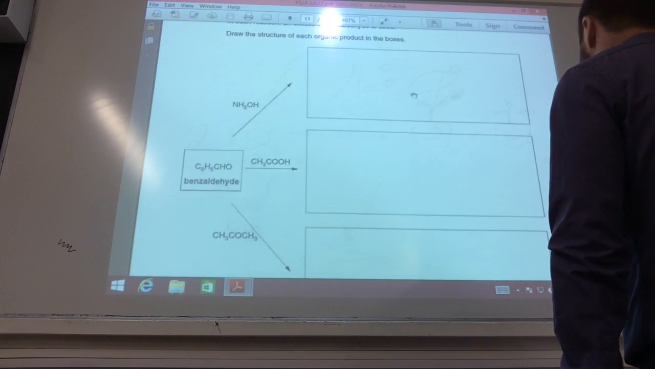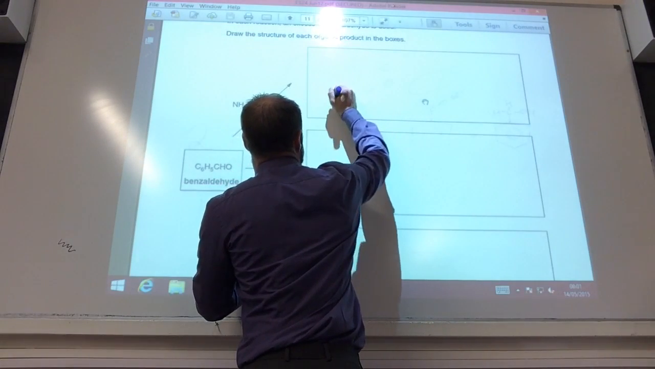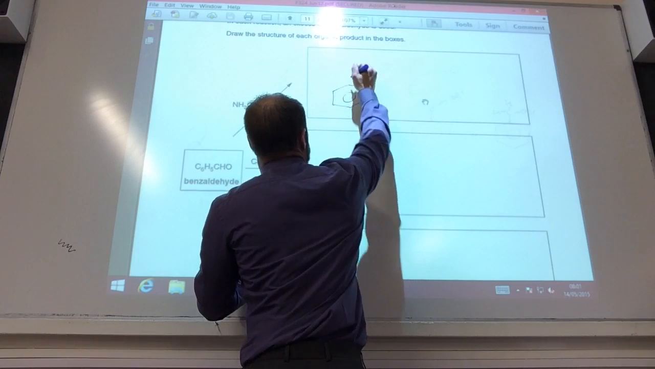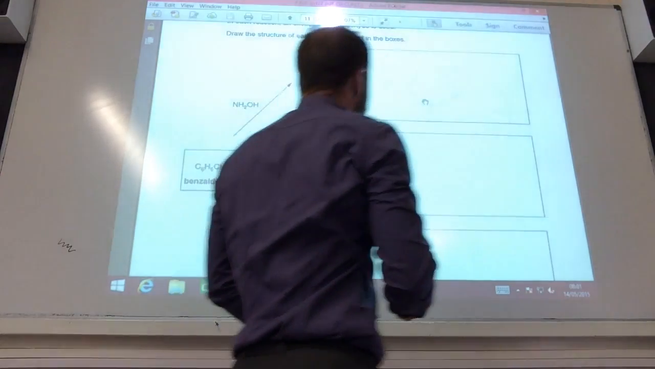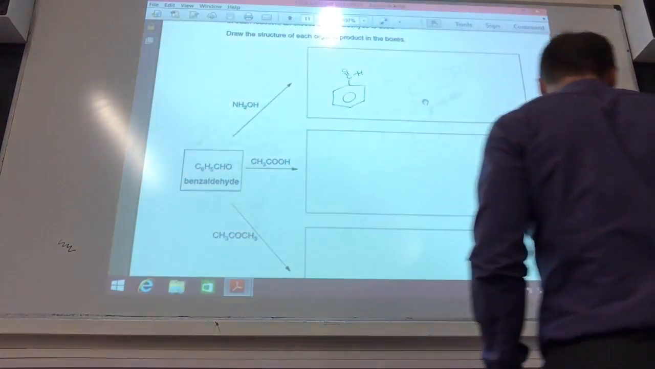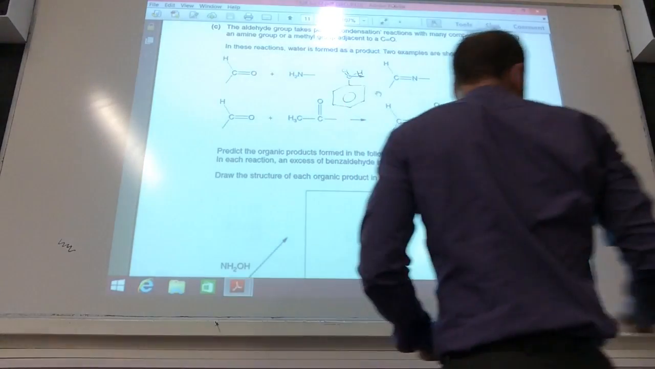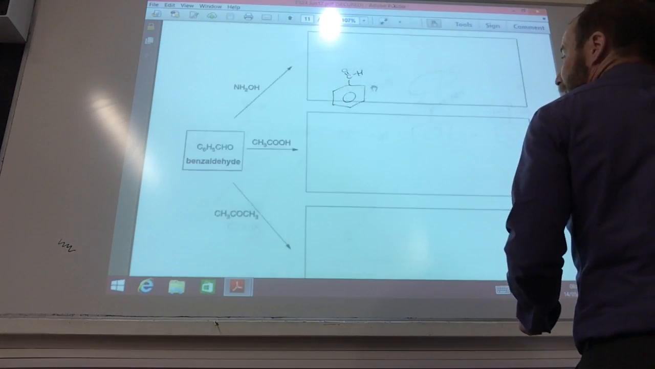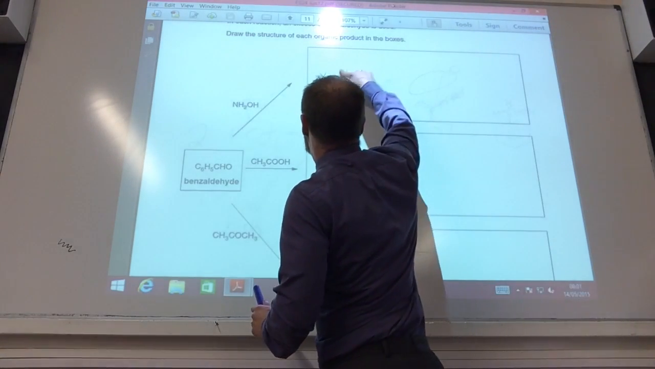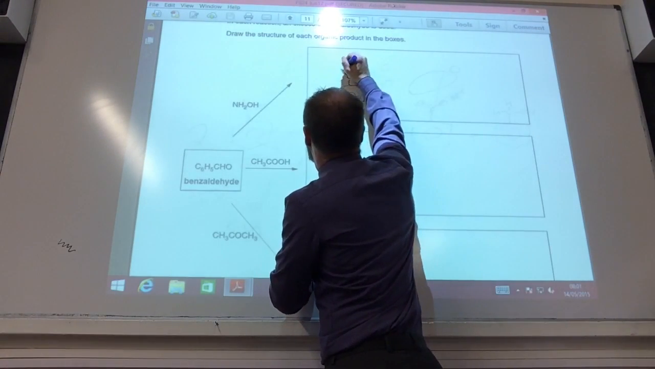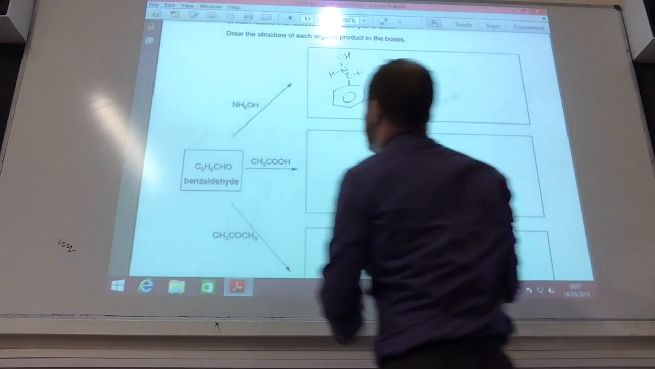So I need to be able to predict the structure. So I'm going to start off with benzaldehyde, like so. If I go back, it's starting with NH2OH, which that's my NH2, it would just be an OH there. So it just affixes to where the oxygen was. So that goes to give me NOH, and I've got an H still there.